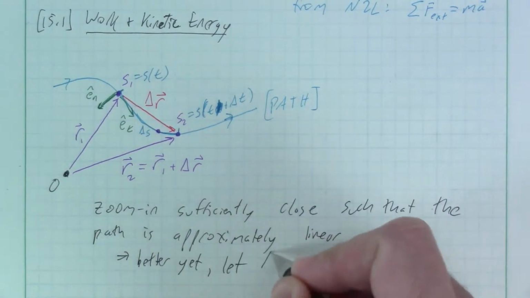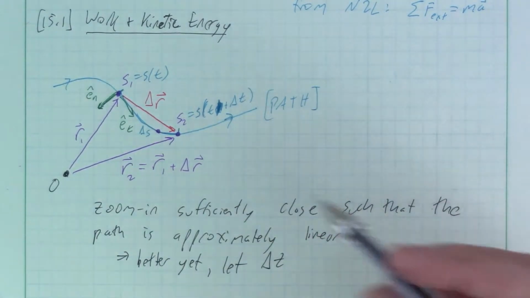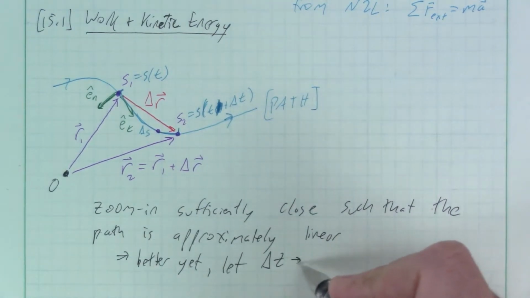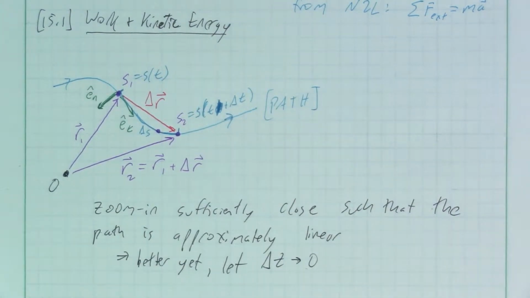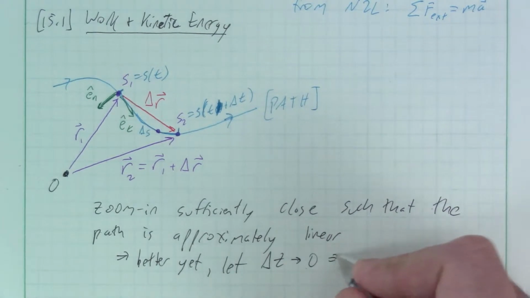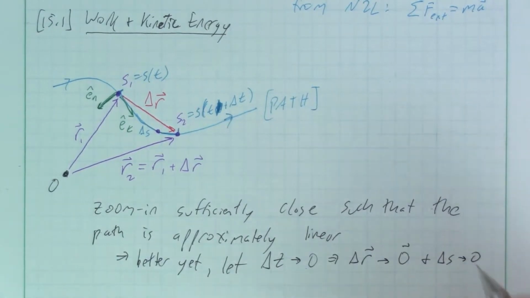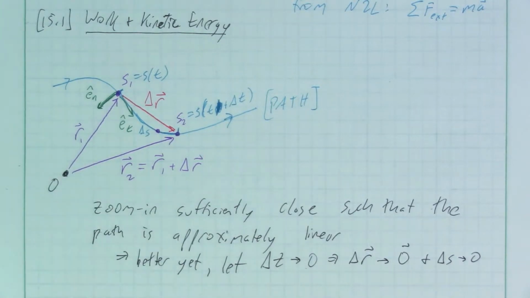Okay, that'll help us draw the picture, but better yet, what we're actually doing mathematically, we're going to let this delta t, the change in time from when the particle is there to when the particle is later on, we're going to drive that to 0. Take the limit as that goes to 0. And as we do that, delta r also heads to 0, although in a vector sense, and delta s becomes 0, right? But how does s approach 0 as delta t approaches 0? That's a calculus idea, right?